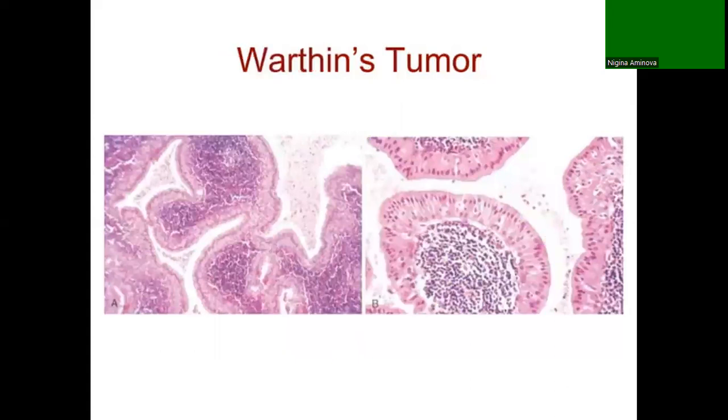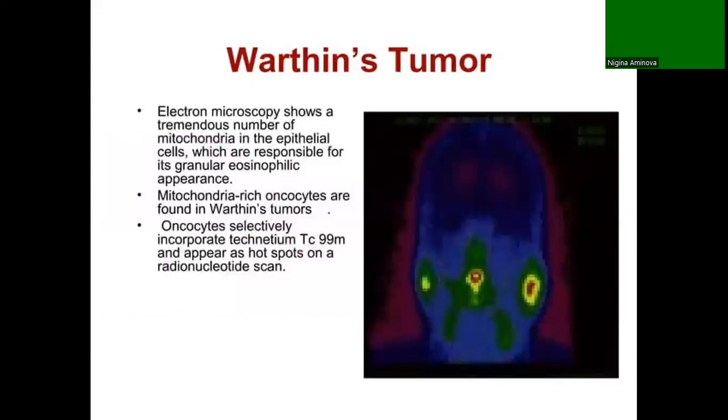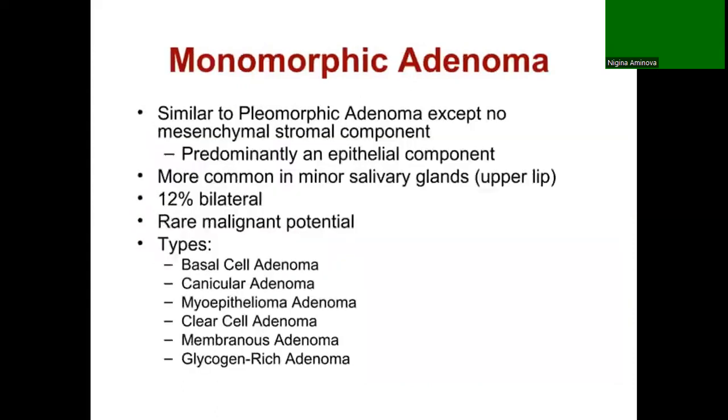Warthin's tumor, again in the demonstrations, looks like a big pink island. Electron microscopy shows a tremendous number of mitochondria in the epithelial cells, which are responsible for its granular eosinophilic appearance. Mitochondria-rich oncocytes are found in Warthin's tumor.